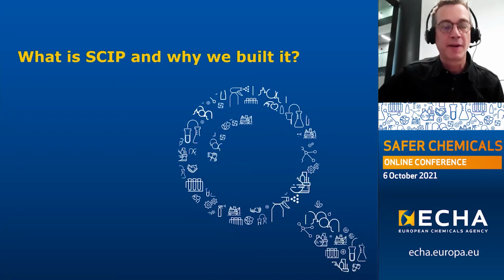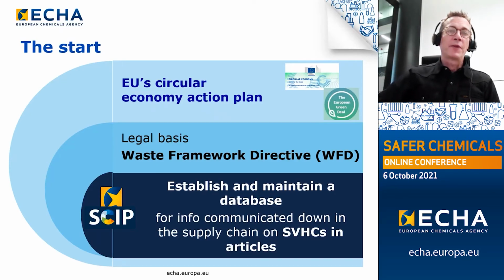So, what is SCIP and why have we built it? Let's start with the basics at the high level. The SCIP database can be seen as an important element and a first milestone in relation to the EU's Circular Economy Action Plan. The implementation and the legal basis is coming from the Waste Framework Directive, Article 9. And at the core of this is a task for ECHA to establish and maintain a database for information communicated down the supply chain on SVHC and articles, and of course the related duties for companies, suppliers of articles, to submit to the database.